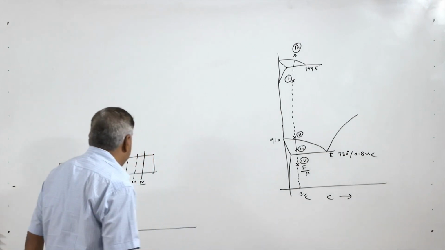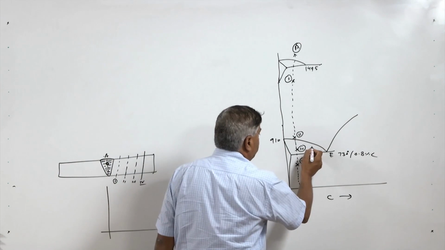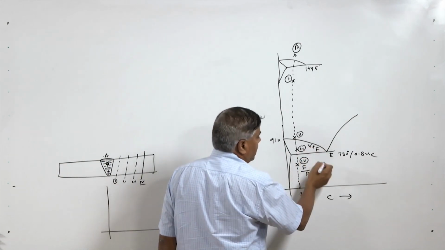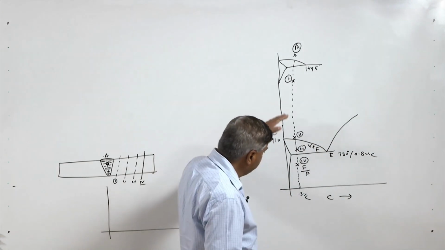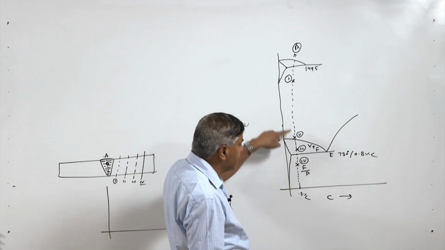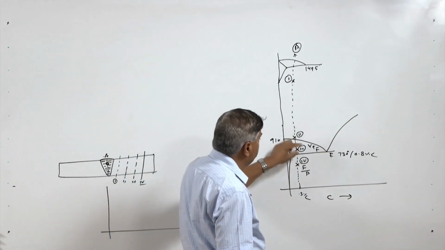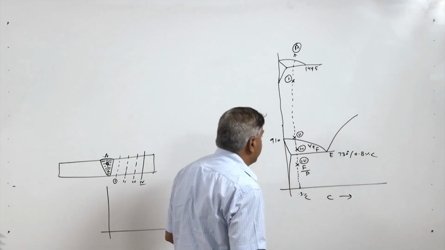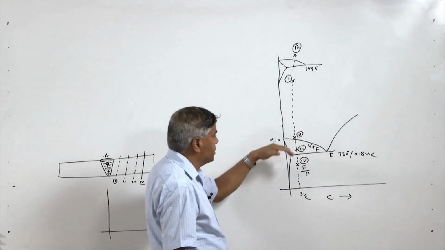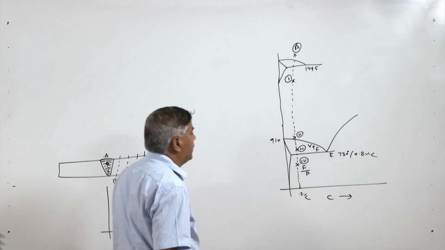So, if we check the diagram, this is the 2 phase zone where we will have gamma plus ferrite, because during the heating first the pearlite will transform at this 730 degree centigrade into austenite, and so in this temperature band we will have austenite plus ferrite, and as soon as the temperature crosses above this upper critical temperature line, we will have mostly austenite.